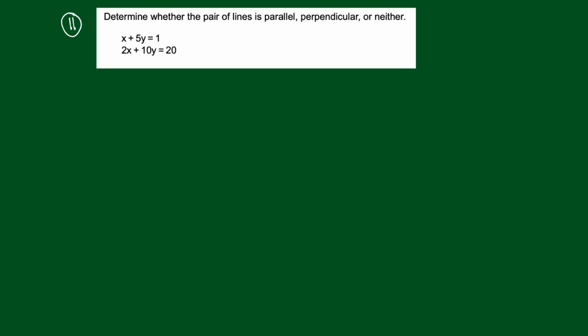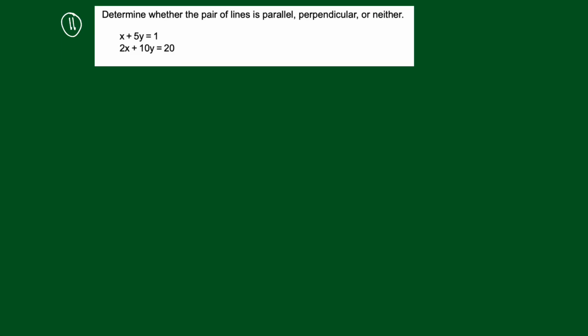Let's determine if this line and this line are perpendicular, parallel, or neither. You know what I'm going to do here is write each one of these, here's line 1, here's line 2, in slope-intercept form. So for line 1, we have x plus 5y equals 1. I'm going to solve it for y. So first of all, I'm going to subtract x. So I'll get 5y equals negative x plus 1.